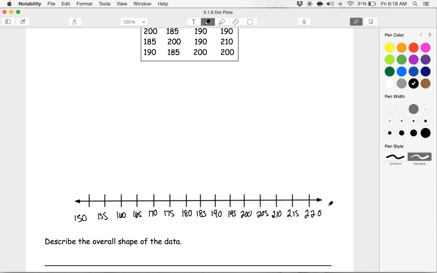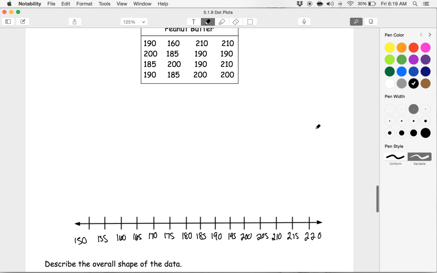So what I'm doing is I got to pick this. I took a look at my data set and said, what made sense to count by? So I was like, oh, well, everything's ending in either a 0 or a 5, so maybe by 5s would be a good thing to count by. And I looked at my smallest and my biggest to get an idea of the range I was going to have to cover. So now we get to put our X's.